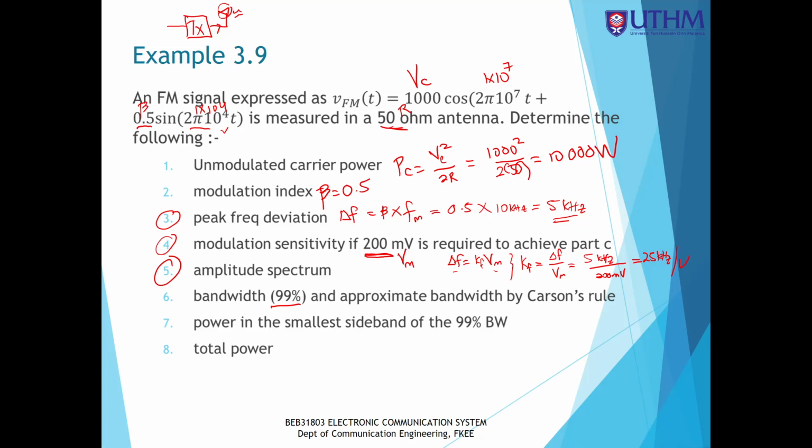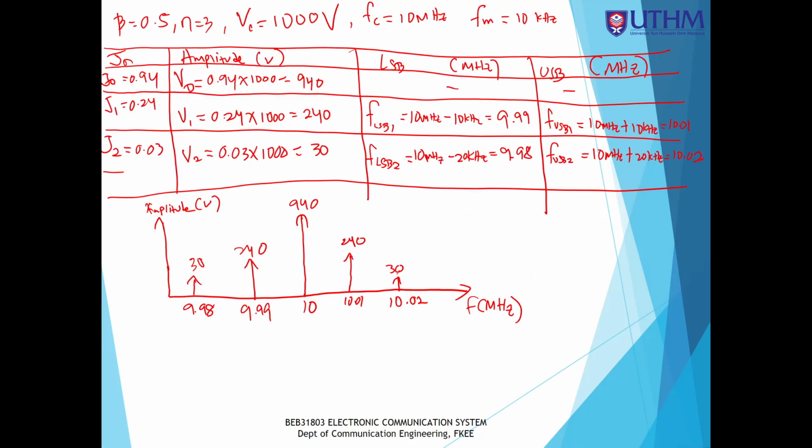Okay, so what we need to do now is to find the bandwidth by Bessel. Bandwidth by Bessel is equal to 2 times n times Fm. We already know n, the number of significant sidebands.